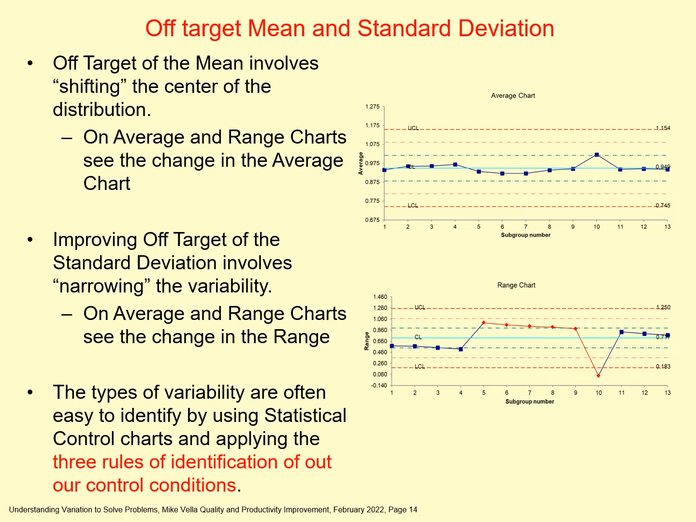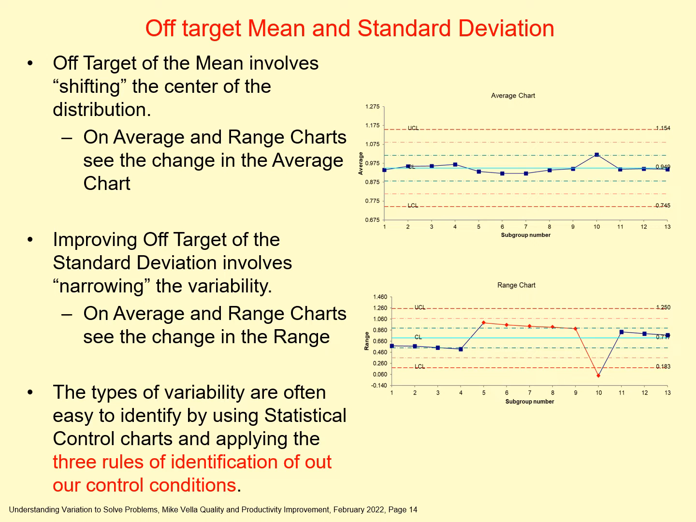So off target of the mean involves shifting of the center of the distribution. That's, again, measured by and visualized by the average chart, and you see that on the right. Improving off-target standard deviation involves narrowing of the variability, and you can see that that is being portrayed on the range chart. So shifting of the center of the mean is affected and measured by the average chart, and improving variability, the standard deviation, is indicated by the range chart.